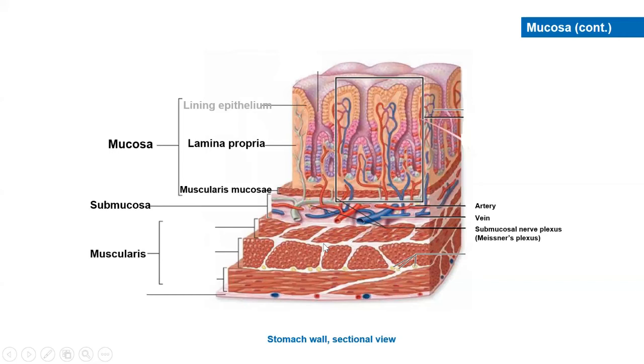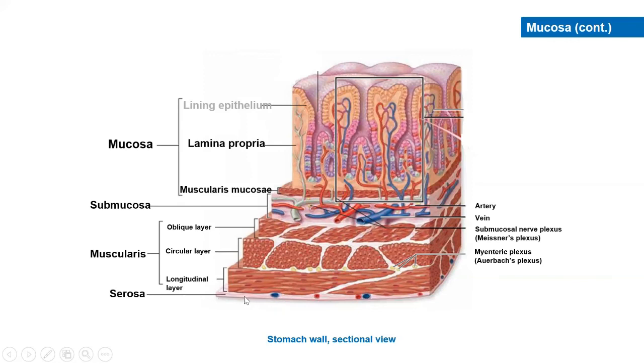The next layer is muscularis layer, which is made by three layer: outer longitudinal, middle circular, and inner oblique layer. And in between circular and longitudinal layer, there are another types of nerve plexus known as myenteric plexus or Auerbach's plexus. This nerve innervate the muscle layer, muscularis layer, and maintain the peristaltic movement or mixing movement in the stomach.